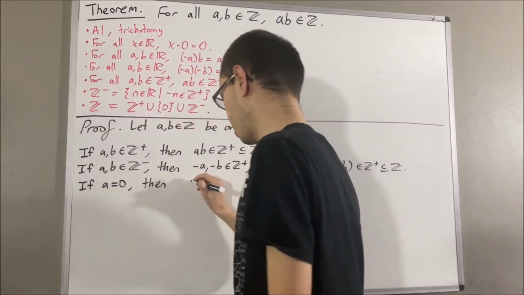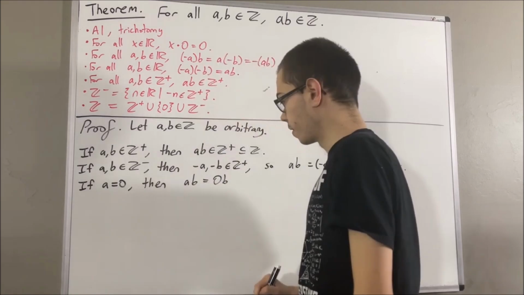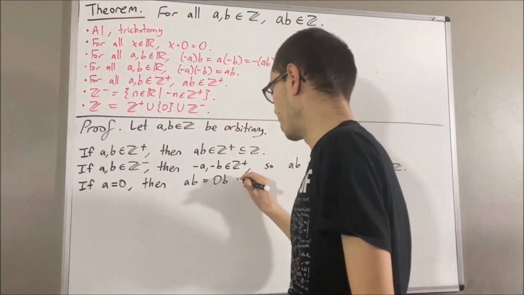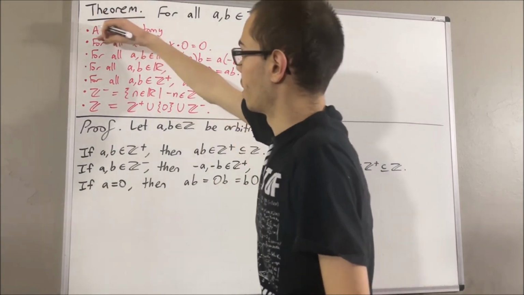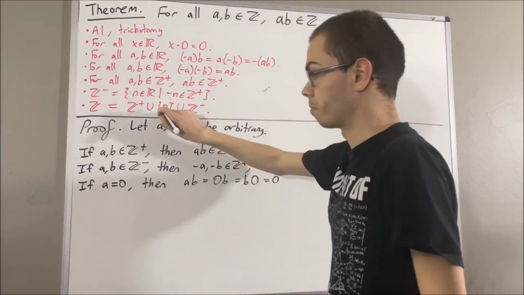If a is equal to 0, then a times b is equal to 0 times b. But then by axiom 1, the commutative law, 0 times b is equal to b times 0. But then by this result, b times 0 is equal to 0. And 0 is an integer.